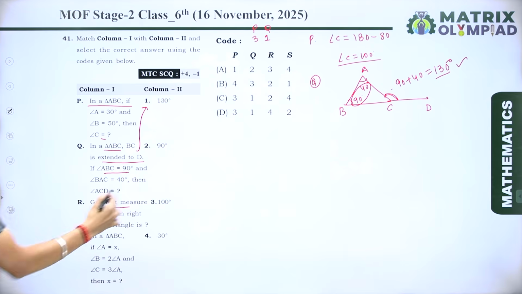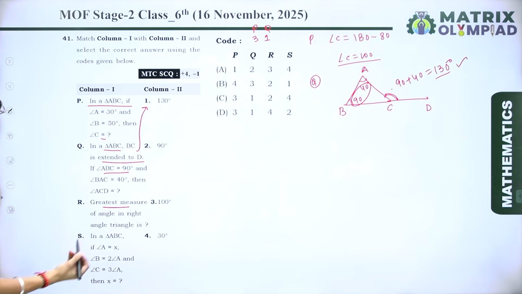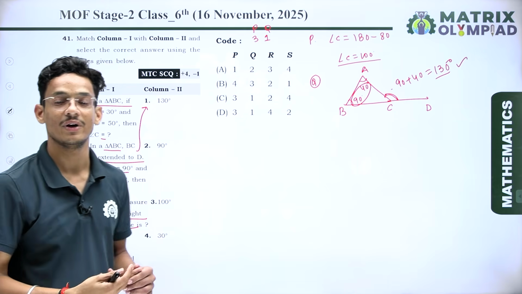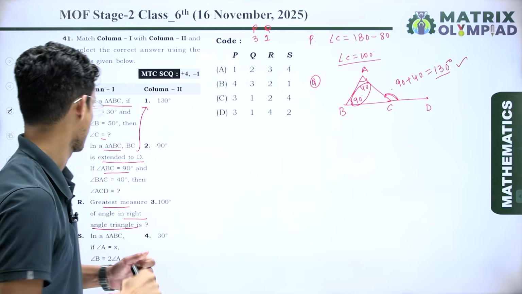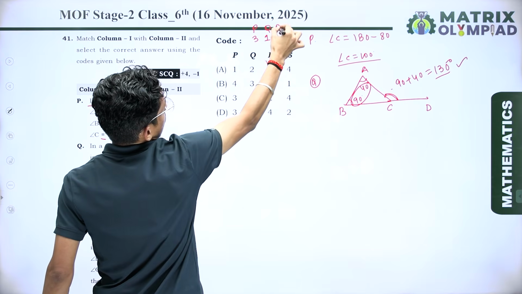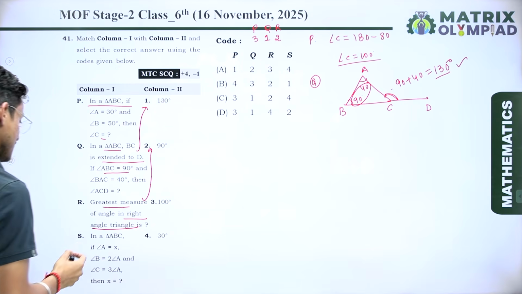So if I talk about the R, the greatest measure of an angle in a right angle triangle is, so we know the greatest measure of angle in a right angle triangle is 90 degree. So R is connected to 2. So here I can write R is connected to 2. And last, that is S.